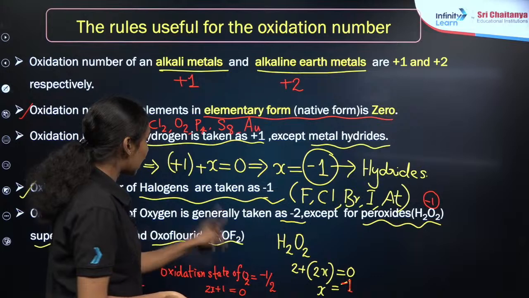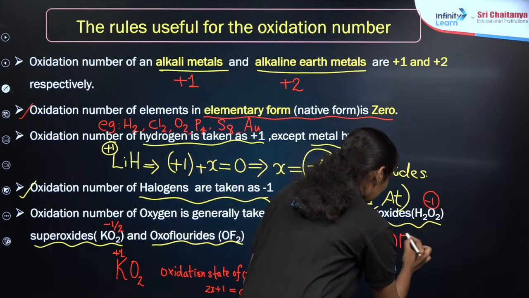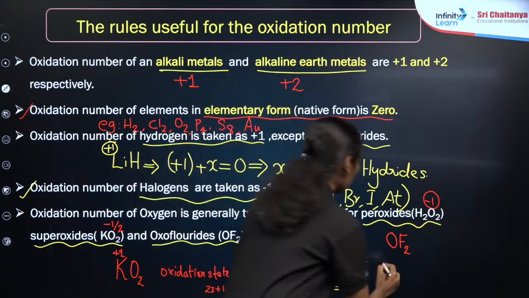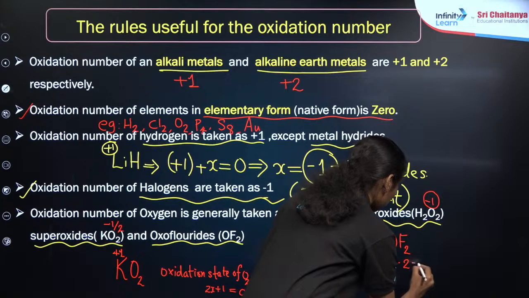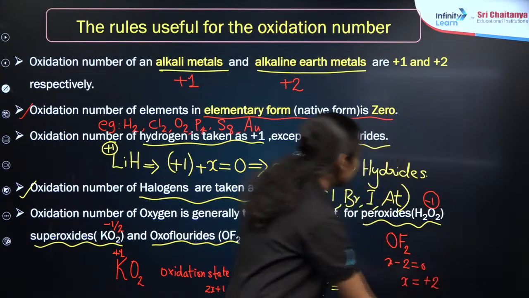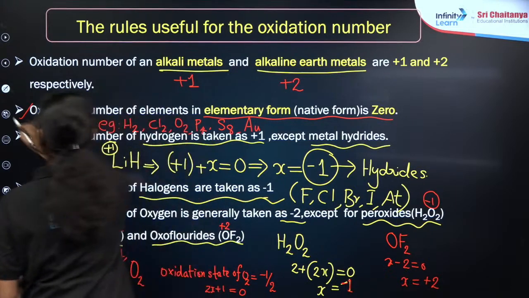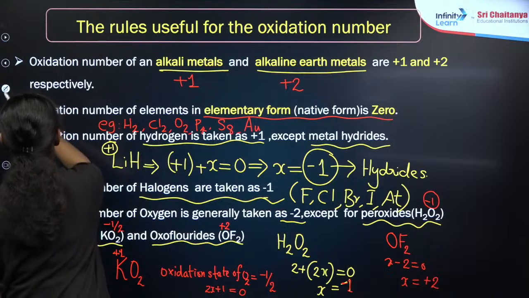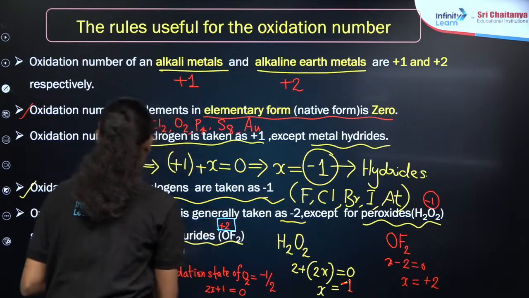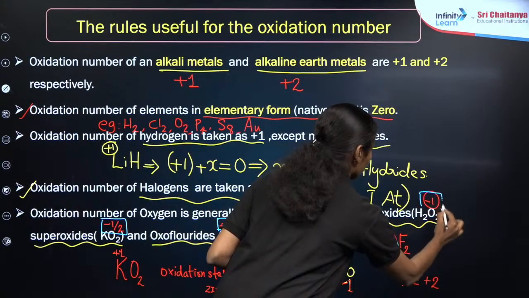Now, if we are considering another molecule, that is oxyfluorides, if I am taking here OF2, fluorine is a halogen having the oxidation number of minus 1. So x minus 2 is equal to 0, or x is equal to plus 2, which means that the oxidation number of oxygen in the case of oxyfluorides is taken as plus 2. Clear?